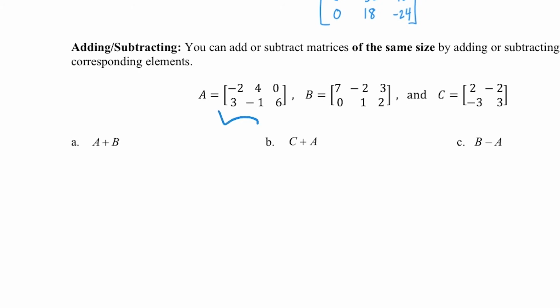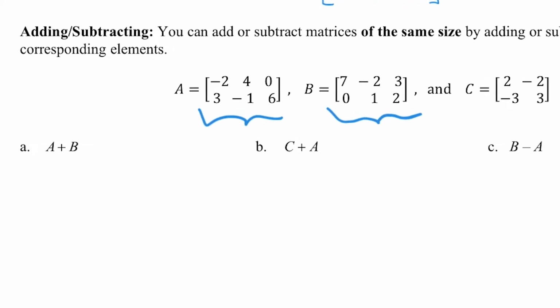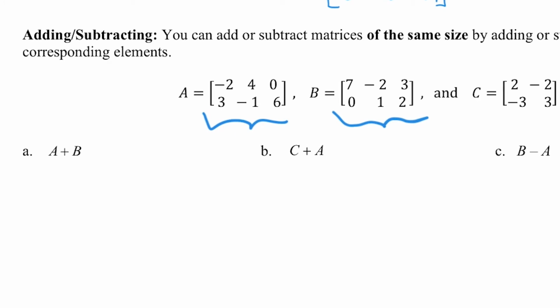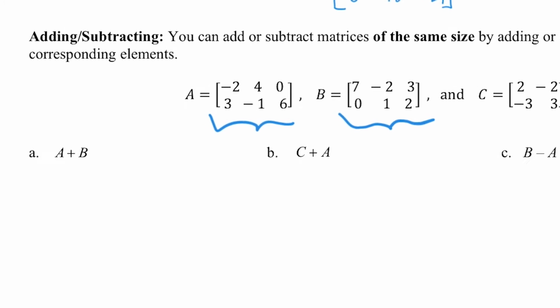Now these matrices are the same size. They are both 2 by 3 matrices. That's the number of rows by the number of columns. So there's 2 rows, 3 columns. These are 2 by 3.